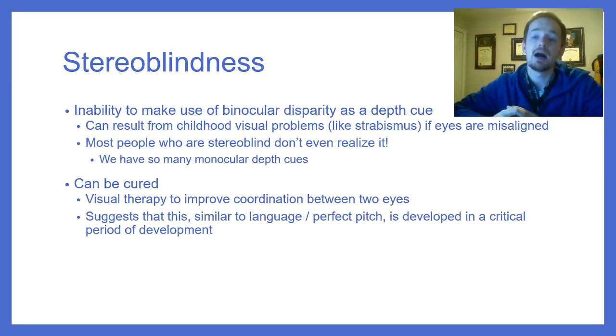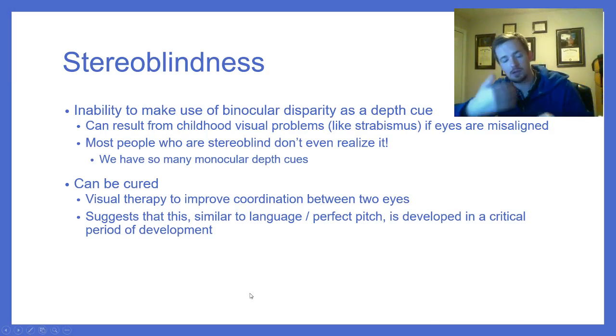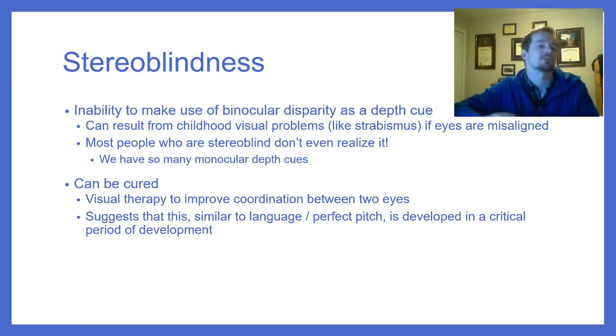That's one way to do it. After you become an adult, then it's a little bit trickier. There are other kinds of visual therapies that you can use. Some of the videos that I posted at the very beginning of this PowerPoint presentation look into that a little bit. So it can be cured, and you want to take care of it as soon as possible, because if you don't, then it can be really tricky to cure whenever you are an adult.